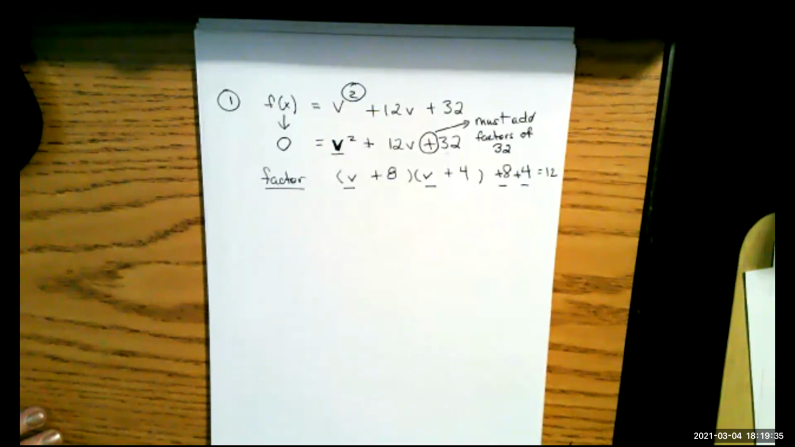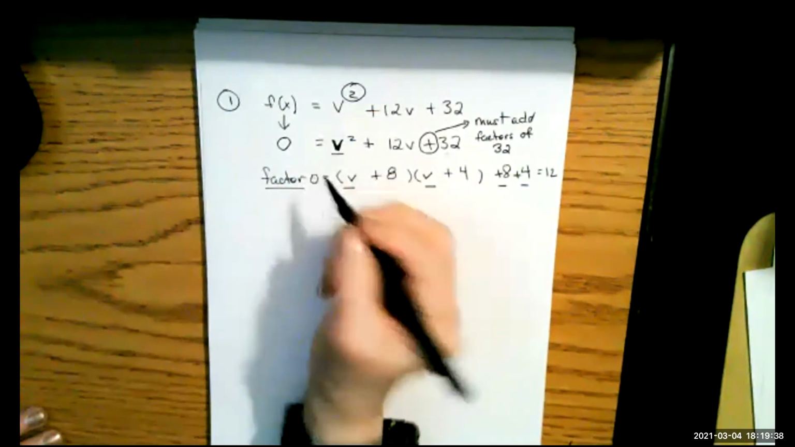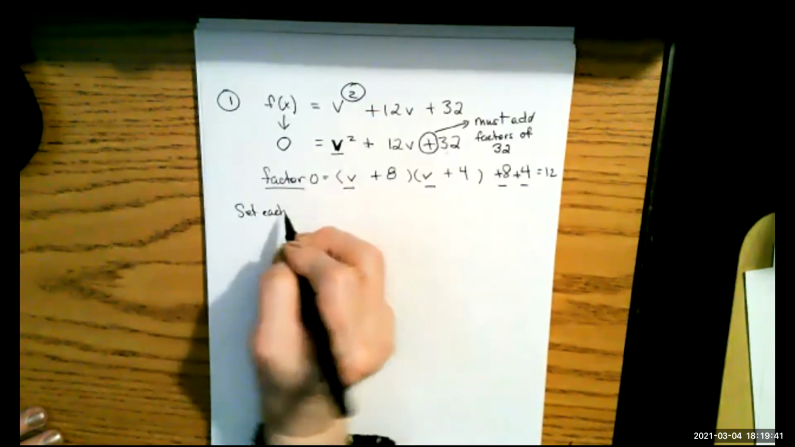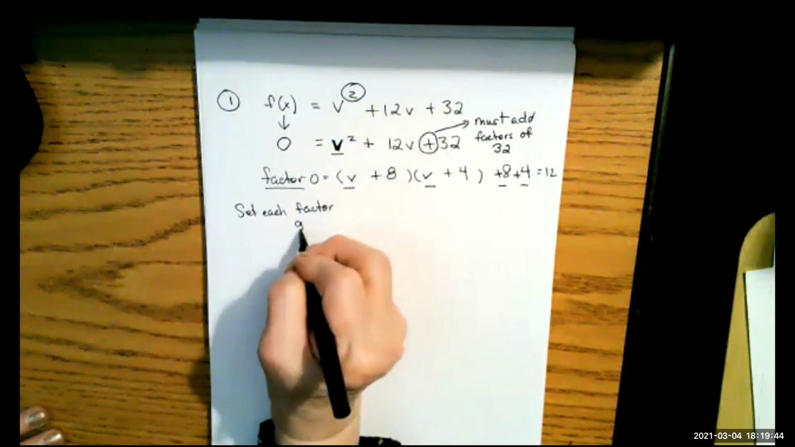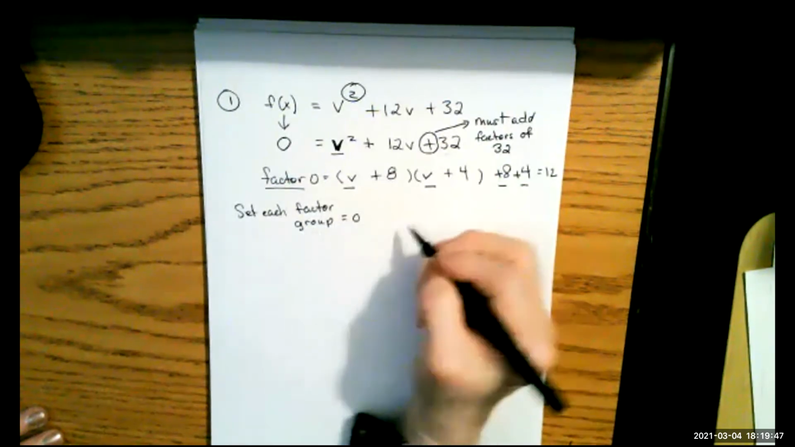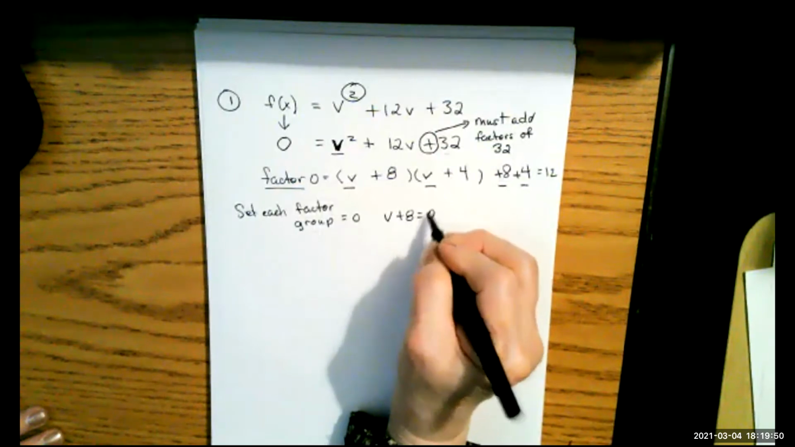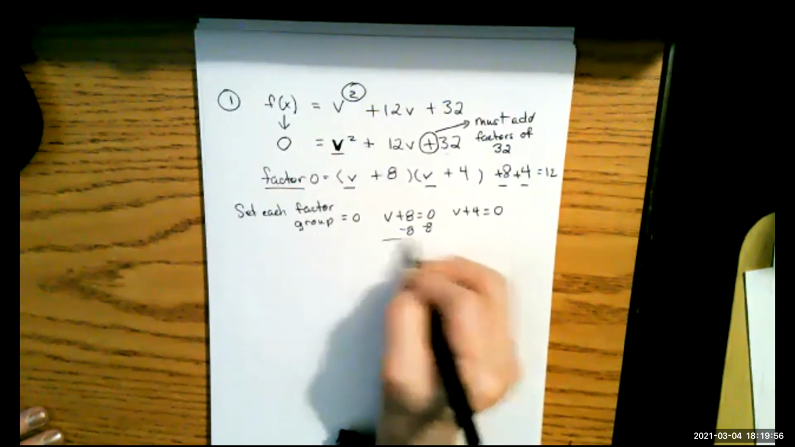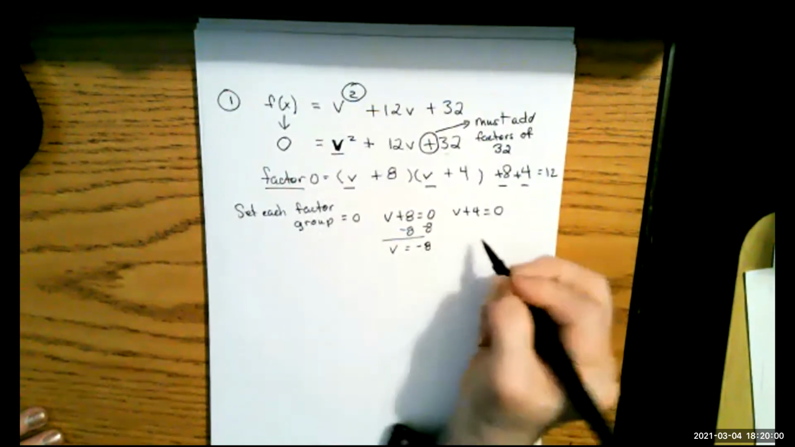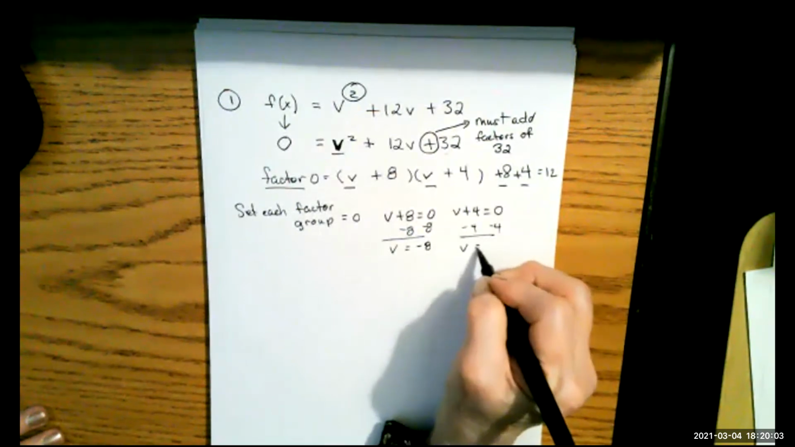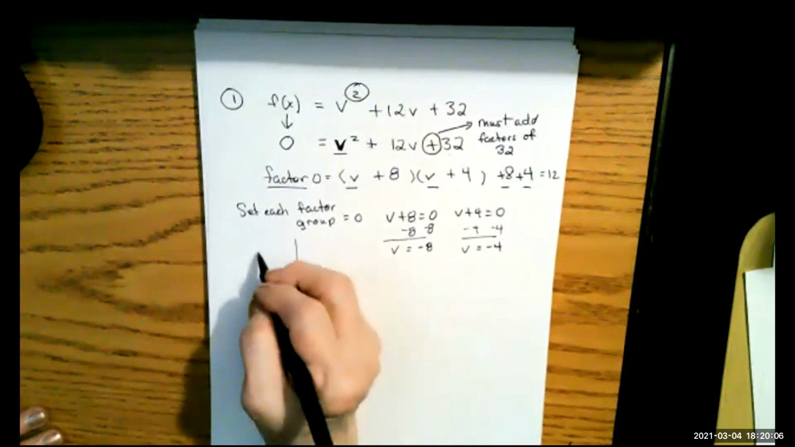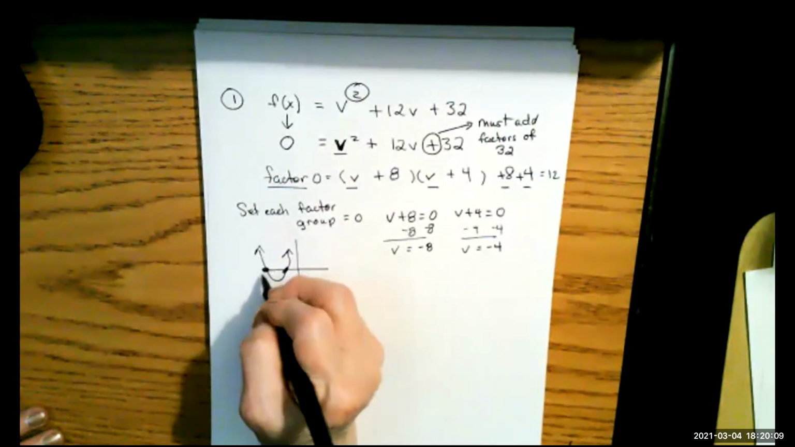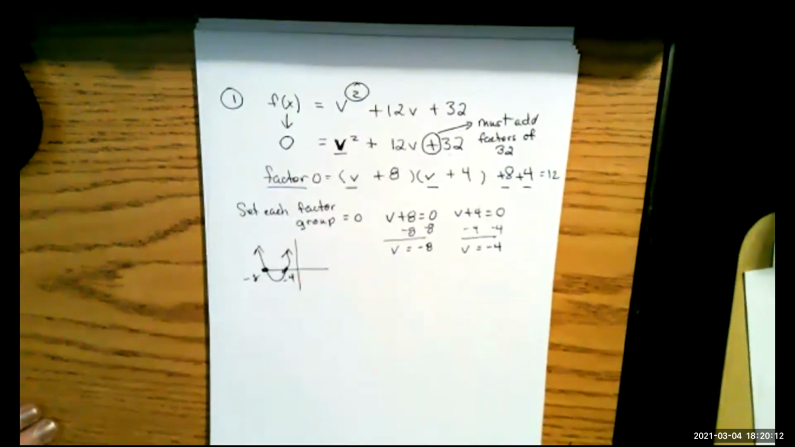Now then, I'm almost there. I know that this thing is still equal to 0, so I set each factor, or group, equal to 0. So I have v plus 8 equal to 0 and v plus 4 equal to 0. I subtract 8 and get v equals negative 8. I subtract 4 and get v equals negative 4. So this parabola is crossing over here on this side at negative 4 and negative 8. It has two real roots. One of them is negative 8 and one of them is negative 4.